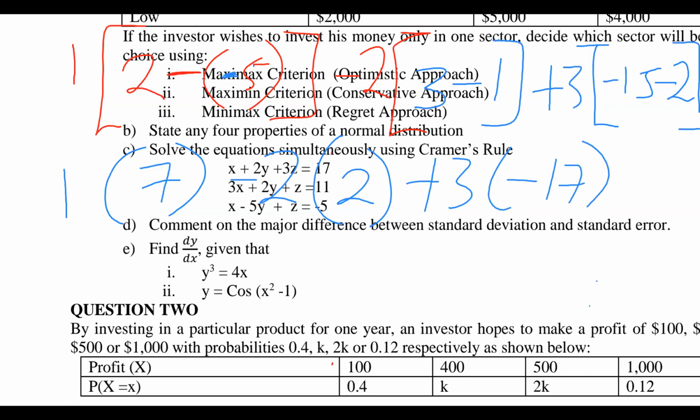Hello? Yes, sir. 3 minus 2 is negative. Oh, sorry. Okay, thank you. 1 times 7, 7. Negative 2 times 4, that's 4. Negative 2 times 2 is negative what? 4, right? Positive 3 times negative 17 should be negative what? Negative 51, right?